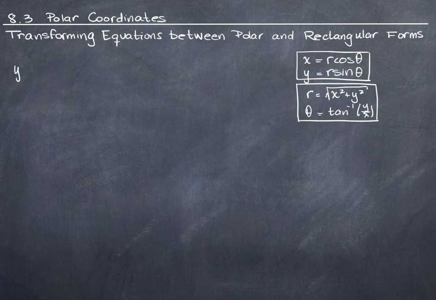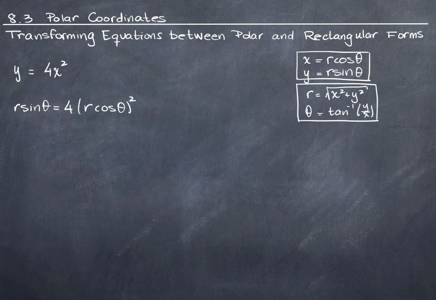Let's start with y equals 4x squared. This is an even exercise from the back of the section. I have a way of writing y that will put this into polar form, and I have a way of writing x that will put this into polar form. So let's make those conversions. y is equal to r times the sine of theta, and x is equal to r times the cosine of theta.